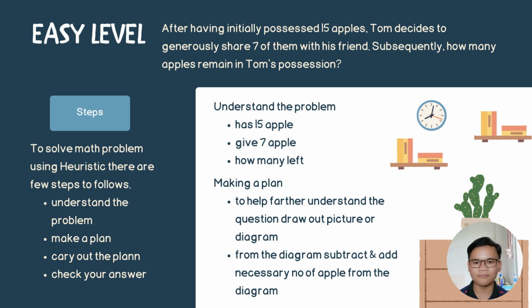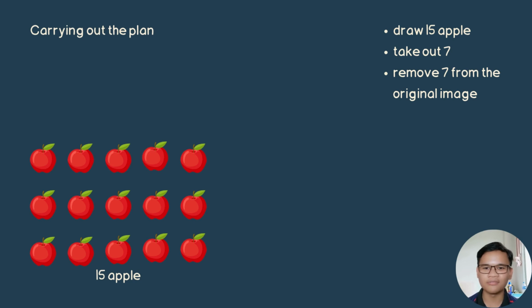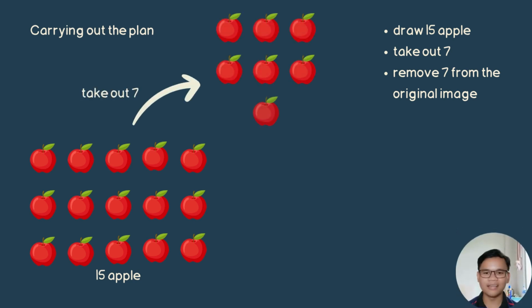First, we need to understand. Then, jot down the given information: have 15 apples, give 7, and how many left. Next, in making a plan, we decide to draw a diagram to help us imagine the process that is going on. Here, we have drawn out the 15 apples that Tom initially has. After that, we draw out 7 apples again because Tom gives 7 to his friend. So we draw out 7 and add an arrow.